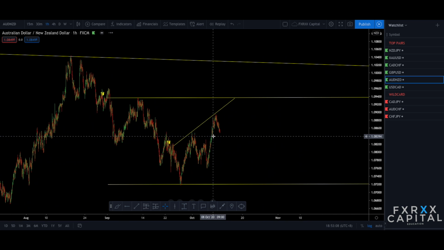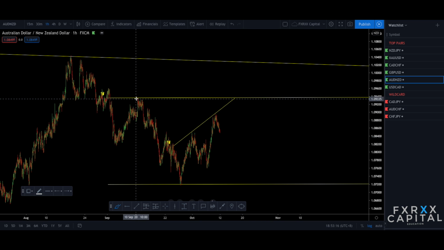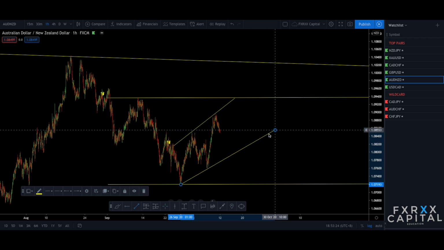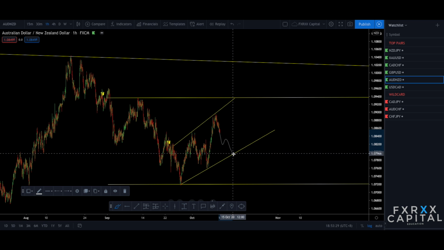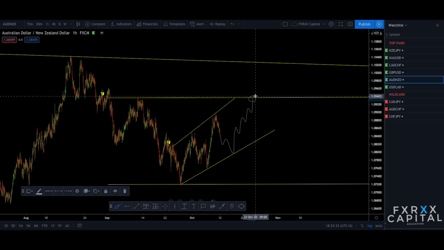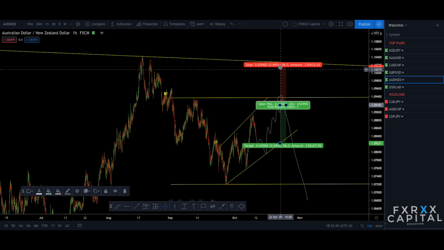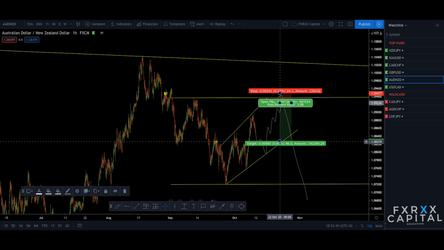In this area we can see price at this area. However, we're looking for price to sell from this double top. I will set this trend line from here. However, I will watch how the trend line starts to develop, and this is the structure I'm looking for: ascending channel, approach this double top and sell to the downside. So this will be the position that I'm looking for to sell to the downside.